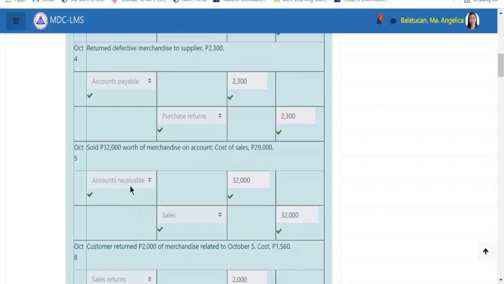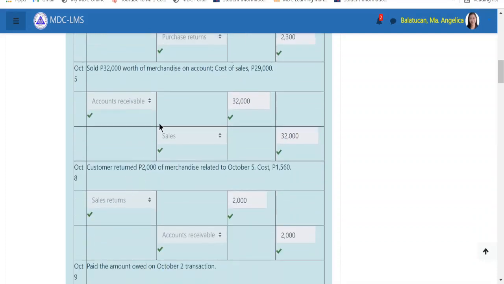Let's go to October 5 again. This was a sales on account. So therefore, we are going to credit accounts receivable. Why is it accounts receivable? Because previously, we did not receive any cash, but we debited accounts receivable. So it is appropriate that we also close this account, but not totally, because the amount that we're going to apply here is only 2,000, which is the amount of the merchandise returned by our customer. And then we debit sales returns.